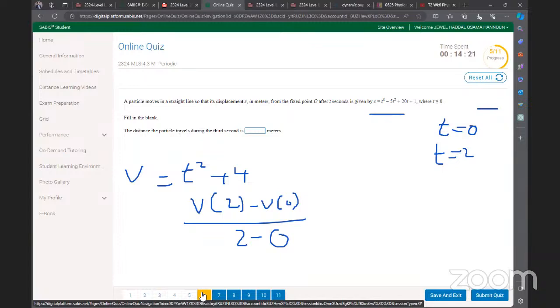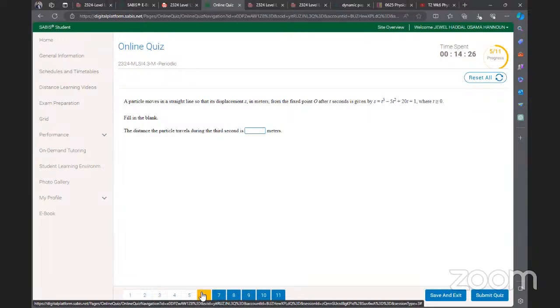What else? Oh, yeah. Sorry, I didn't notice that. A particle moves in a straight line. This is a displacement where t is greater than 0, of course. The distance the particle travels during the 3rd second is what? So when t equals 3, that's it.